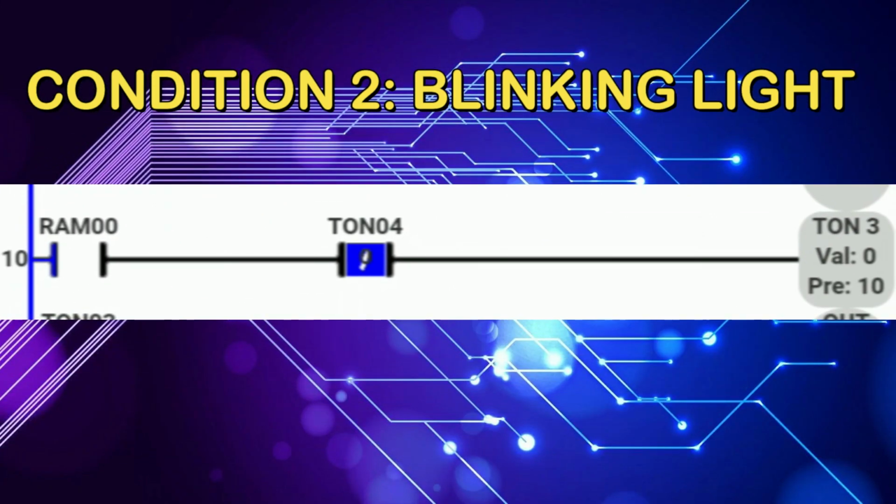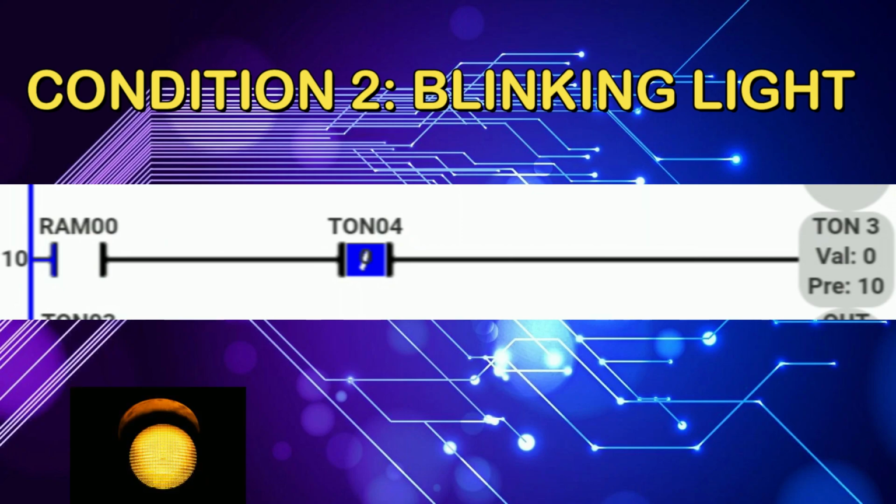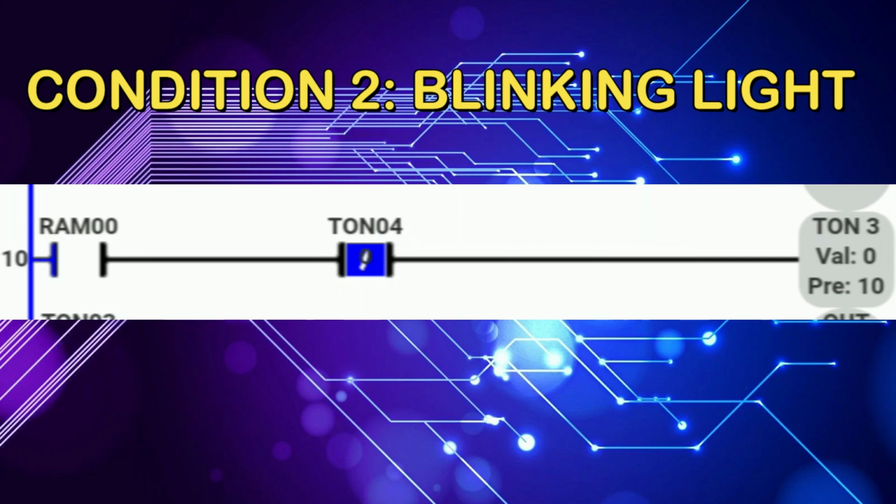In the fifth rung, the RAM00 output is connected to the normally closed T0N04 or the timer on delay number 4 instruction. This is to ensure that the yellow blinking light signal is turned off after 1 second. The output of the T0N04 is connected to the T0N3 or the timer on delay number 3 instruction used in the Macro PLC, which is used to maintain the signal for the duration of the timer.